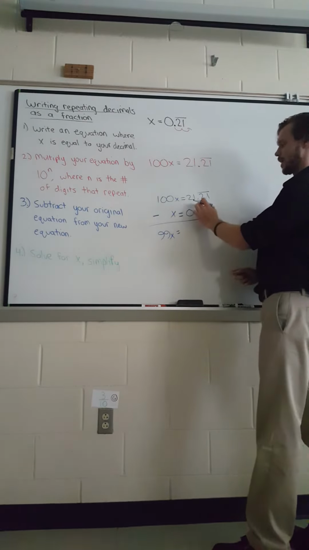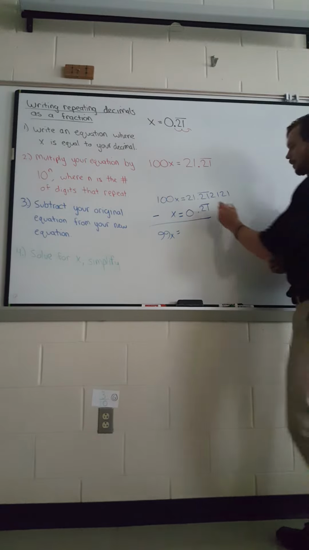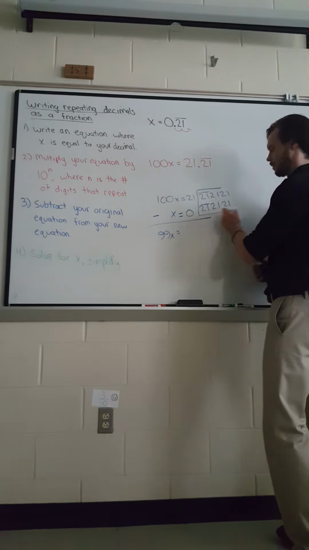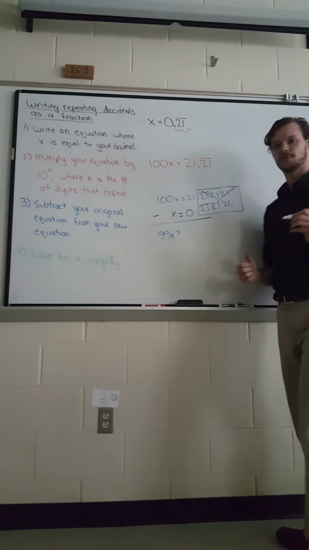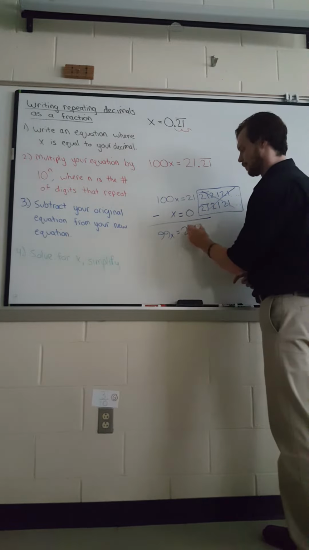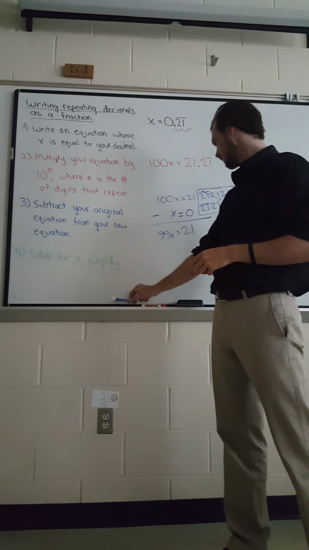On the right-hand side, again, this is 0.212121, it's going to keep going. Same thing on the bottom. These are all going to cancel out anyway. What we're left with is 21 minus 0, 21. We have a pretty simple equation here. 99x equals 21.